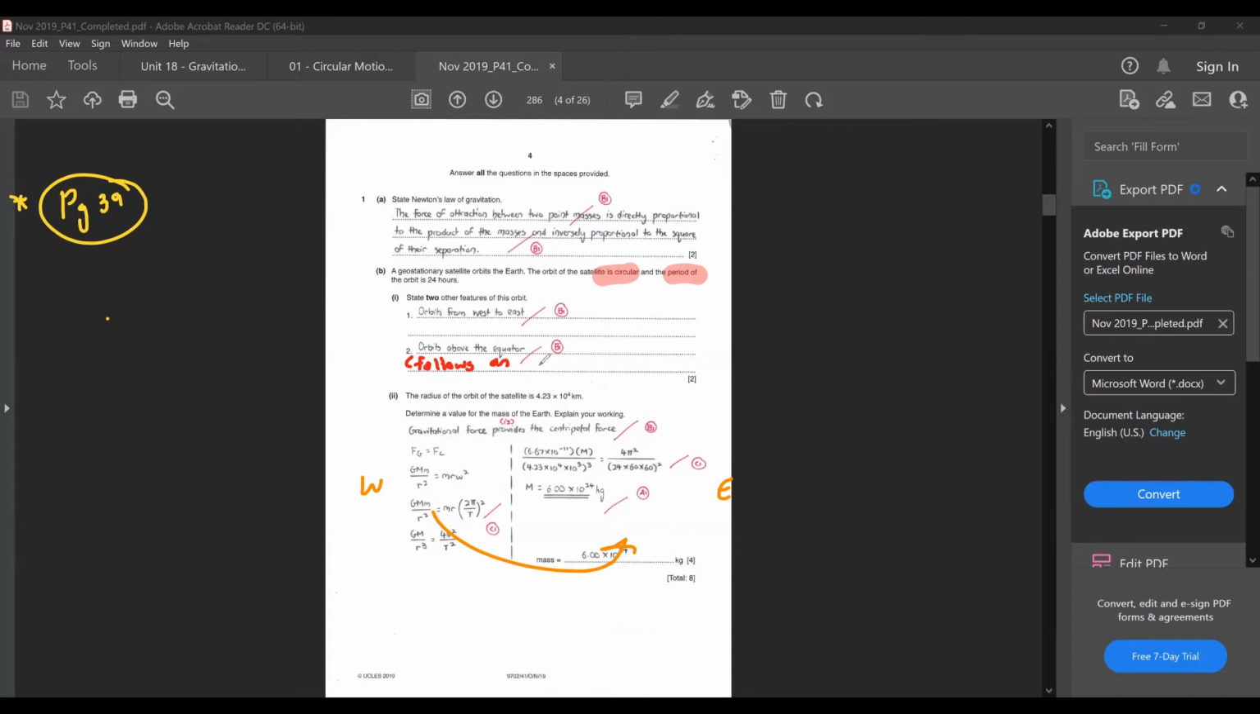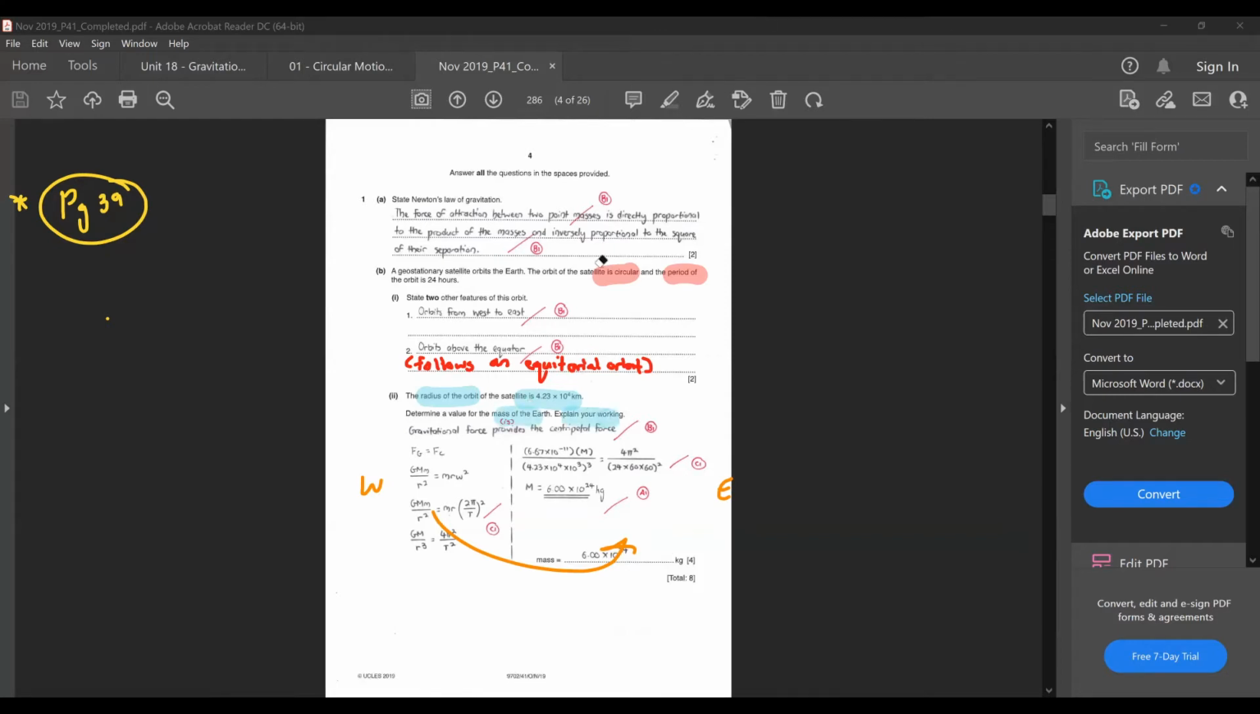It follows an equatorial orbit. Okay, it means the same thing. Now, if you move on to the next question, where they tell you the radius of orbit of this satellite is 4.23 times 10 power 4 kilometer. Determine a value for the mass of the Earth and then explain your working.